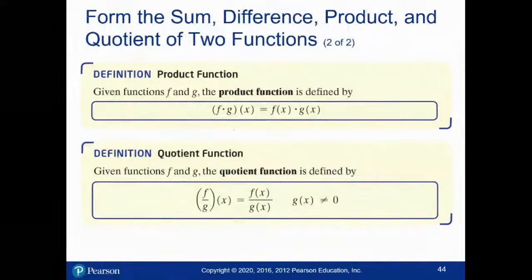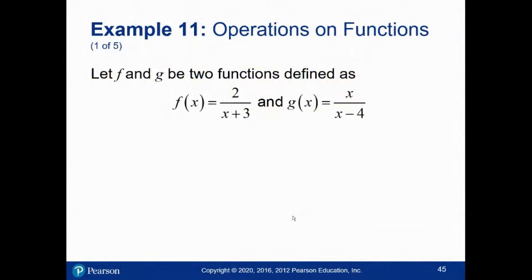Similarly, the product function f times g is just f of x times g of x. The quotient function f over g of x is f of x over g of x. Since we're dividing by something, we had better not be dividing by 0. Okay, so let's work through a collection of examples.